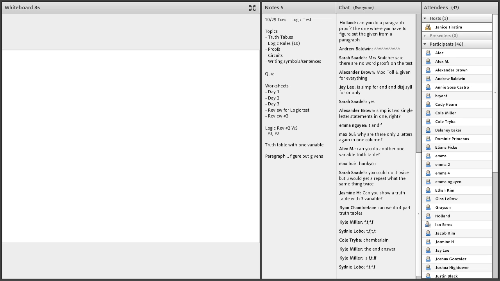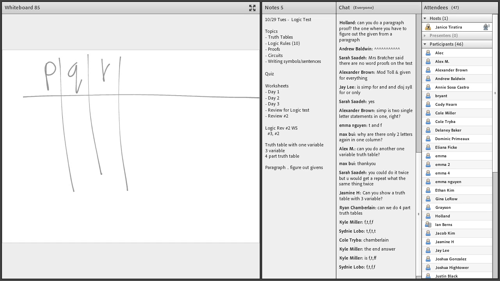Okay, 4-part truth table. But someone asked before what happens if you have 3 variables. I don't remember if I showed every single class this. I know I showed this to my first period. Anyway, so let's say we have P, Q, R.